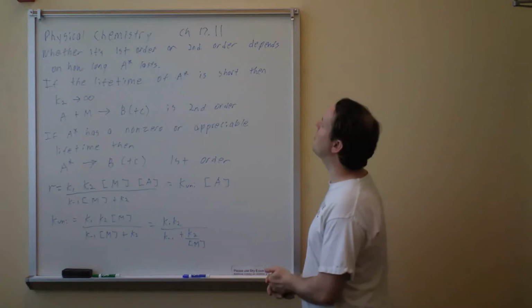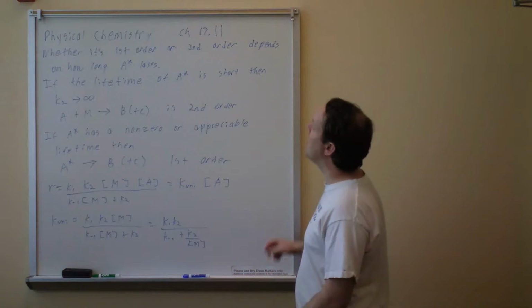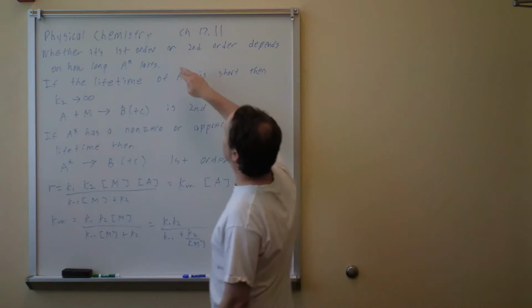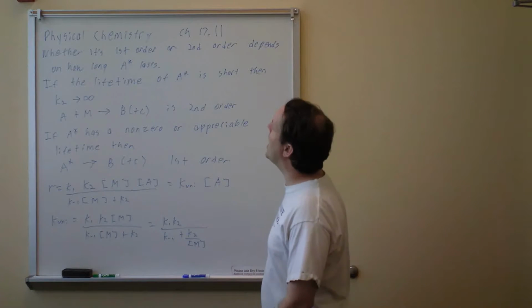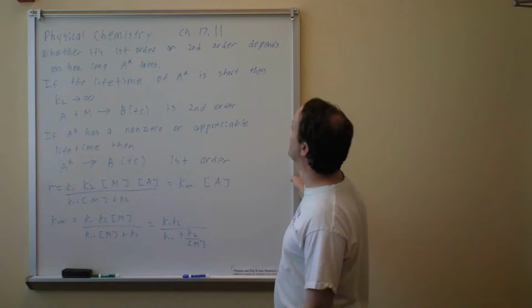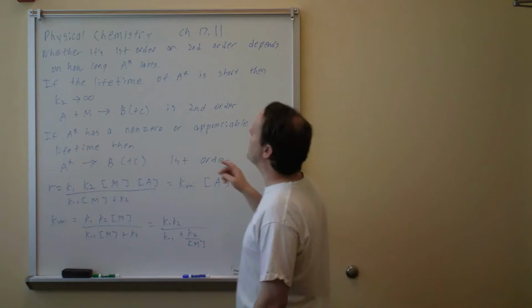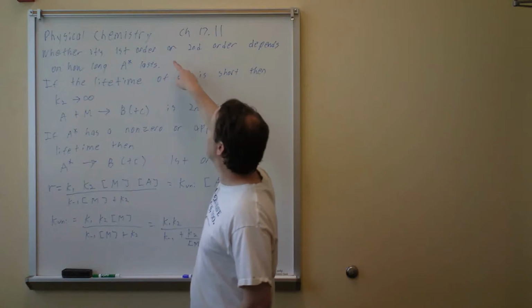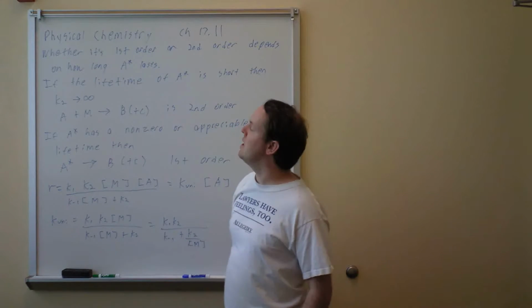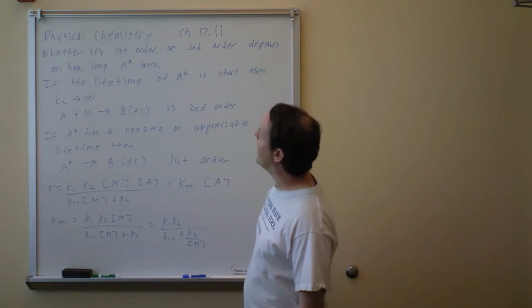Continuing on physical chemistry, chapter 17, section 11. We're still talking about unimolecular reactions here. Remember, we showed on the previous slide how you can have a limit of first order in one circumstance or second order of the same reaction in a different circumstance. Now we're going to elaborate on that a little bit. Whether it appears to be first order or second order is going to depend on how long this intermediate, the energized state A star, lasts.